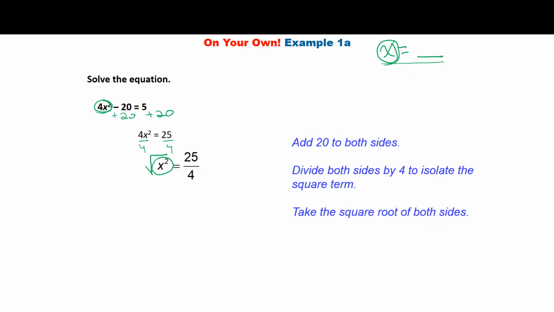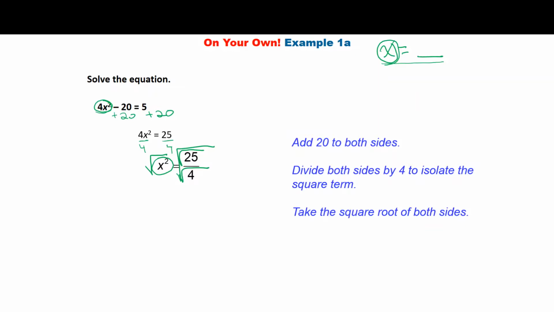And now look at this fraction. Don't be scared of it. You can take the square root of the top and the bottom just like that. That's the same thing as one big radical sign, or you could do each one separately, and I prefer to do each one separately because it'll make it a little easier for you.